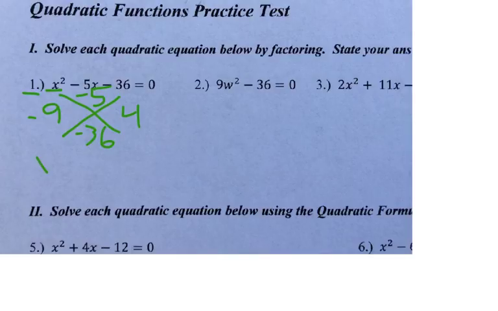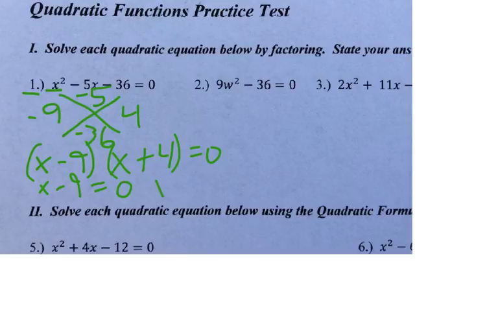So I'm just going to bring those down and get x minus 9 and x plus 4. I set them both equal to 0, and that would be x minus 9 equals 0, and x plus 4 equal to 0. Add 9, subtract 4, and our two solutions are going to be positive 9 and negative 4. I'm going to put those in set brackets, and that solves number 1.